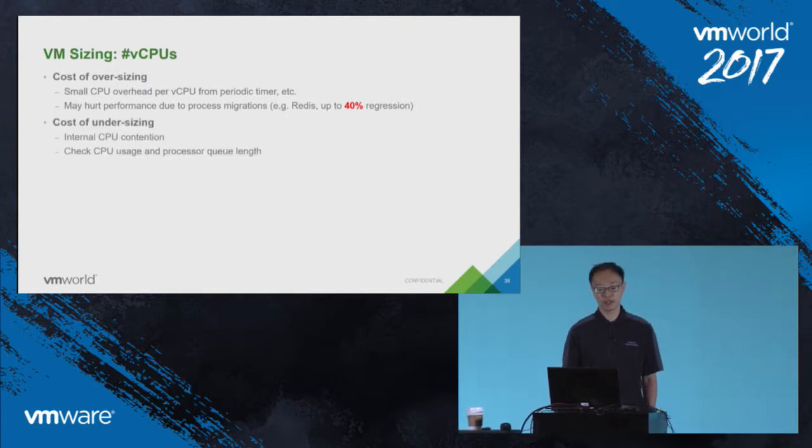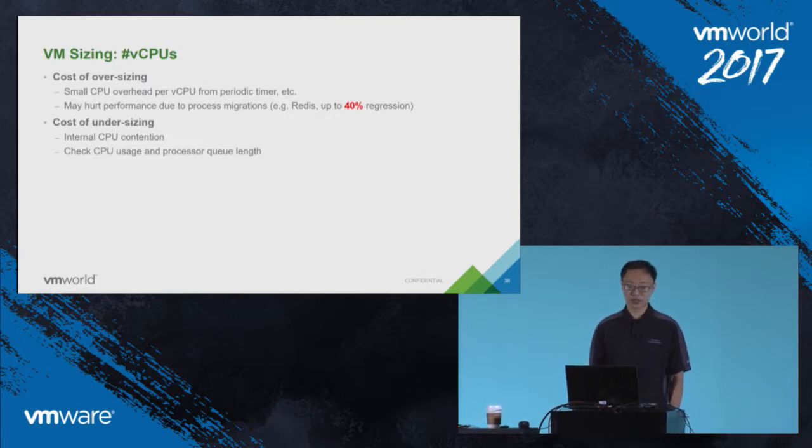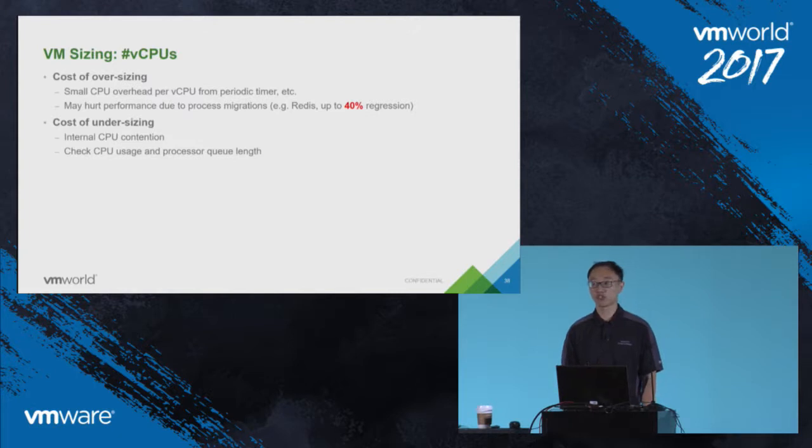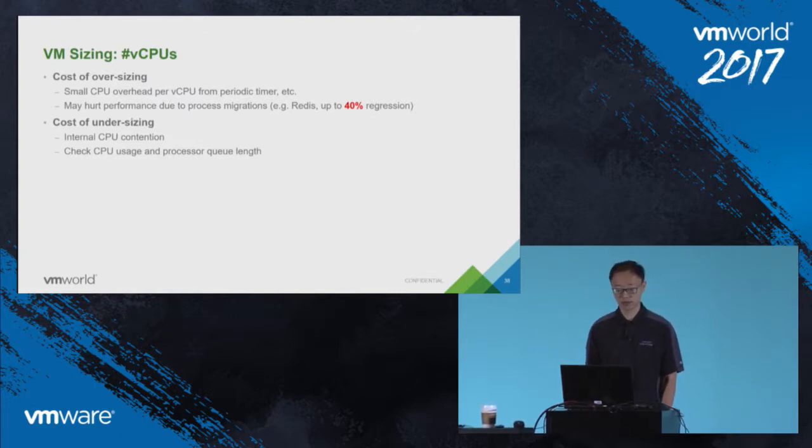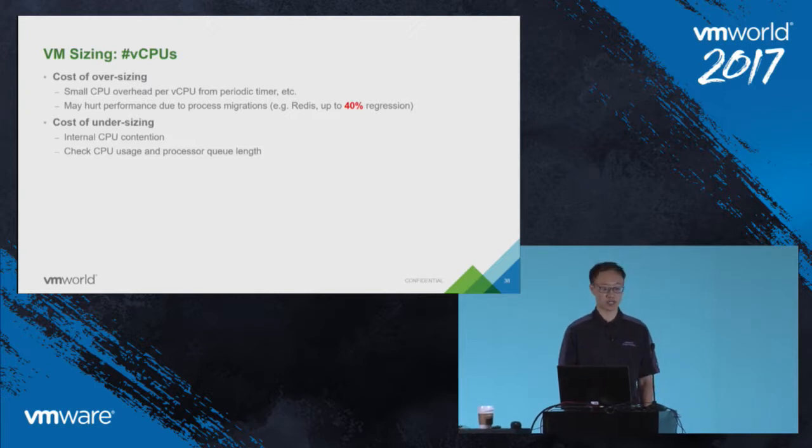On the other hand, undersizing is also dangerous. You cannot always tell people, I only give you a 1 vCPU VM, you should be okay, right? This is because undersizing the VM triggers internal CPU contention in the guest, where the hypervisor may not be able to help because we have no visibility into the guest scheduling.